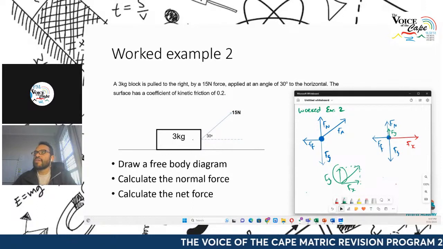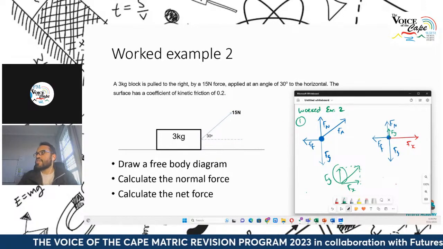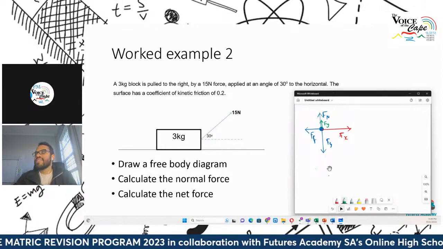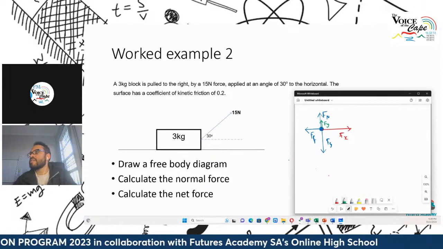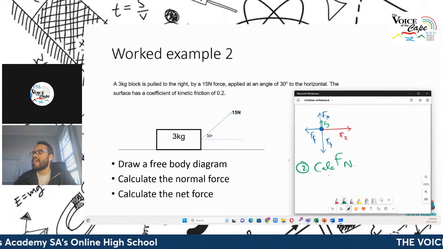So we've drawn the free body diagram. That's answering the first question over there, question 1. The next question wants us to determine the following. It wants us to calculate the normal force. Number 2, calculate n, or F little n, whatever you want to label it as.